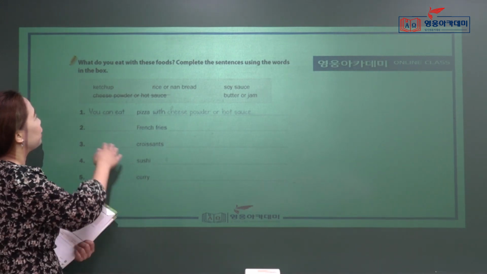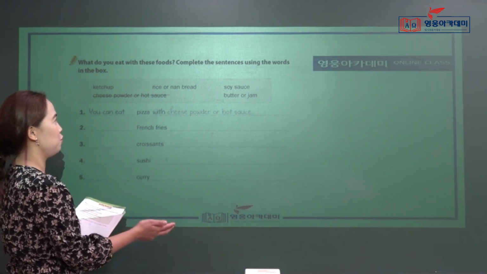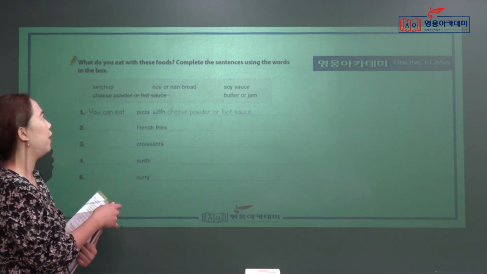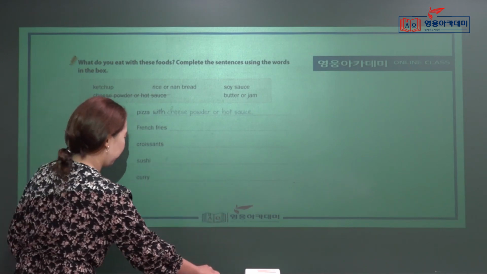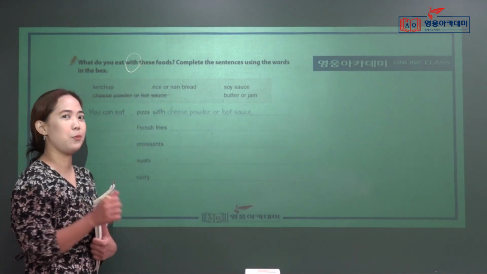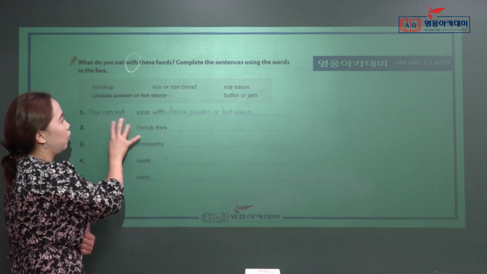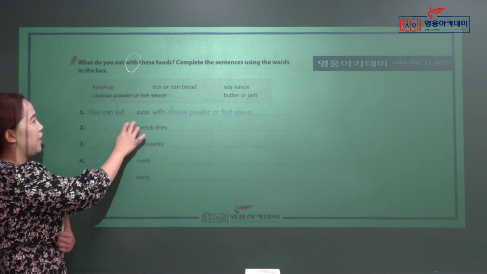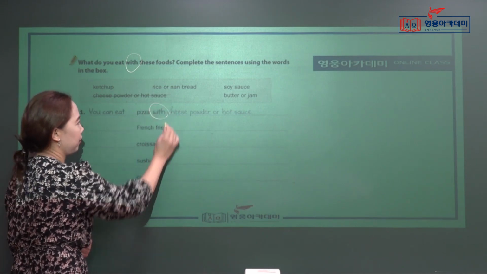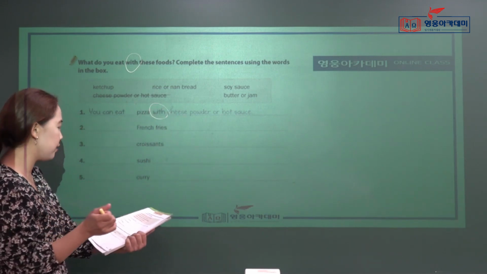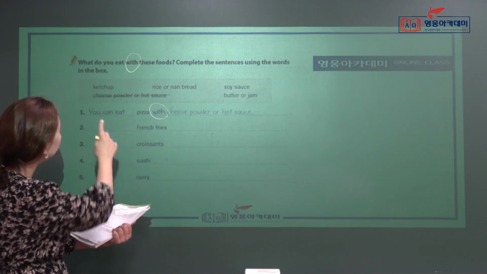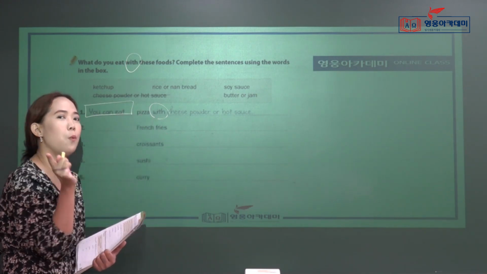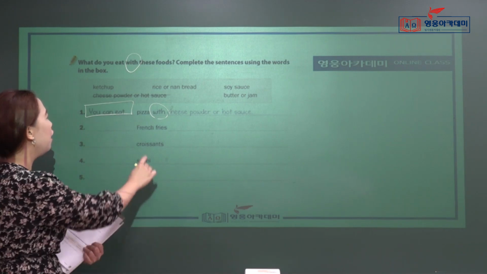Here is the instruction. What do you eat with these foods? Complete the sentences using the words in the box. All right, what do you eat with these foods? It means these foods that are here, what do you eat them along with? Okay, so number 1, you can eat pizza with cheese powder or hot sauce, okay? Now you have to write this expression here. You can eat, and then with.